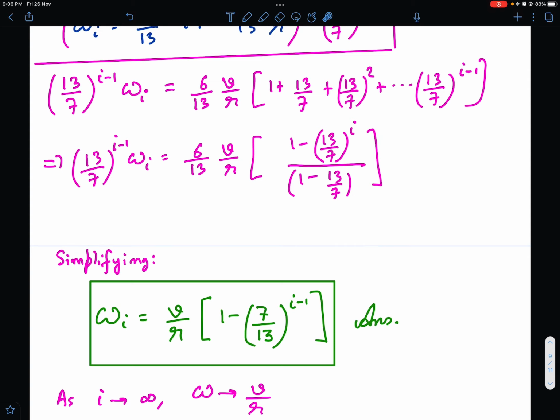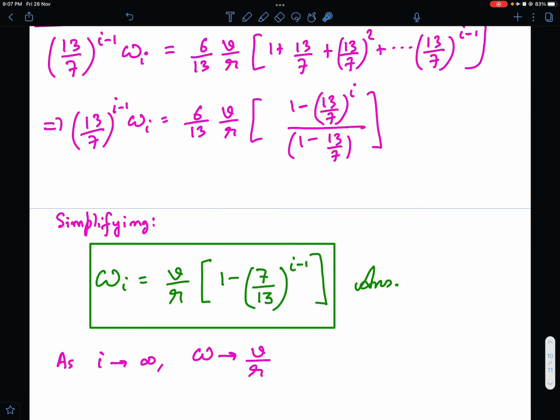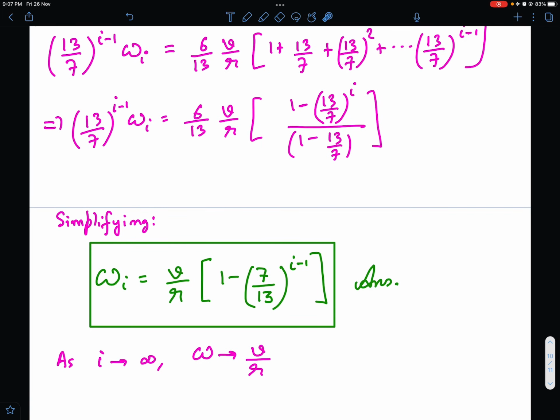The answer is yes. Why? Because when the velocity of the spheres becomes equal to the velocity of approaching balls, then there will be no more further collisions, right? As the velocities of the spheres keep on increasing due to collisions, the successive collisions will have lesser and lesser impact, because the relative velocity will be smaller and smaller. And when the velocity of the sphere becomes equal to that of the incoming ball, then there is no impact at all, and then the turbine will rotate with constant angular velocity. So as i tends to infinity, omega tends to v by r. That was also a part of the original question. In fact, that was part A, and I hope you understood the solution.